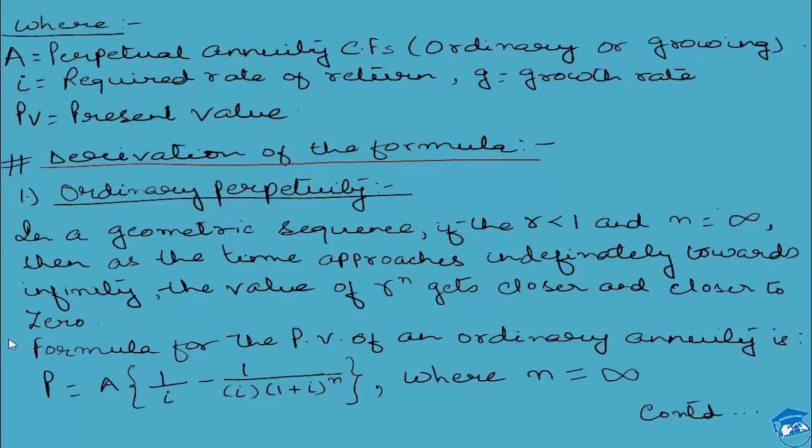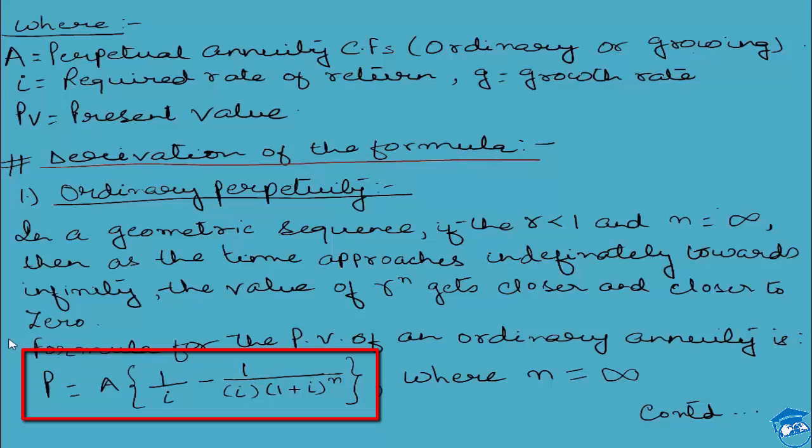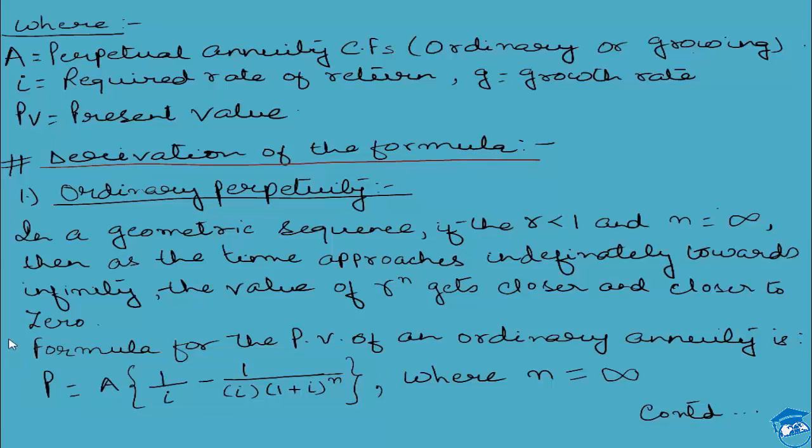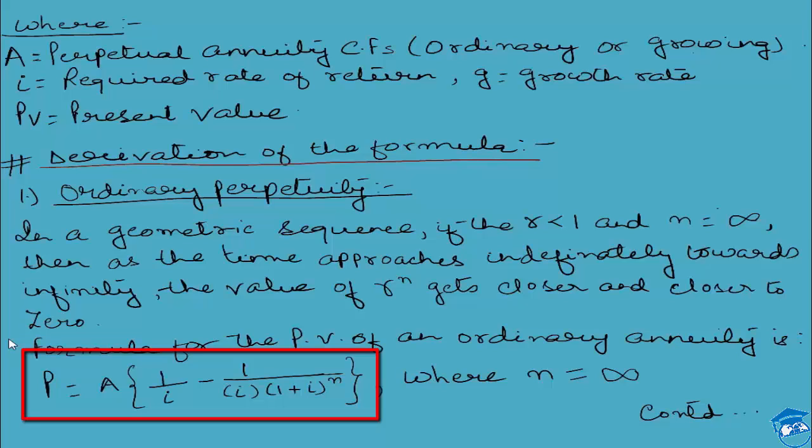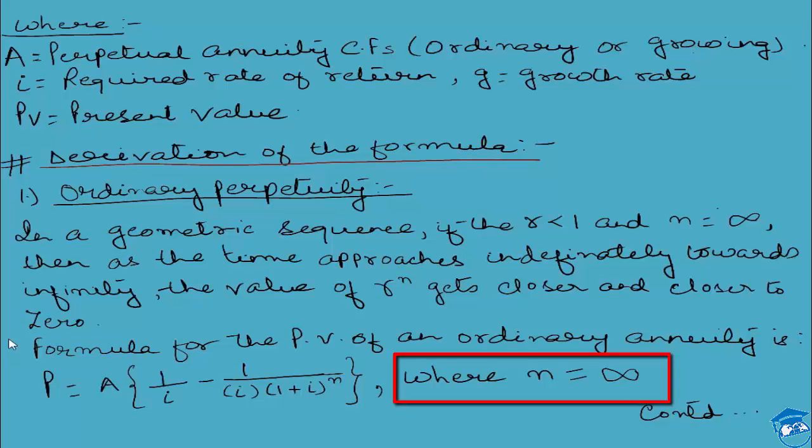Now, students, if you may remember, the formula for the present value of an annuity is A multiplied by, within curly brackets, 1 upon i minus 1 upon i into (1 plus i) to the power of n, curly bracket close, where n is equal to infinity. This is the formula for calculating the present value of a normal annuity. This is the formula which has been used to calculate the present value of a normal annuity.